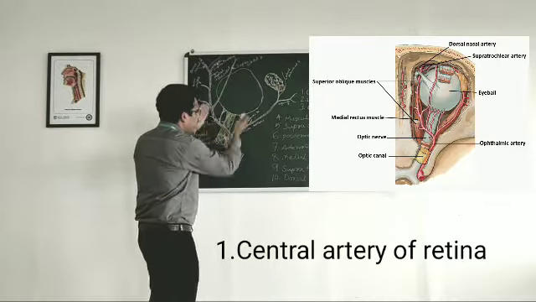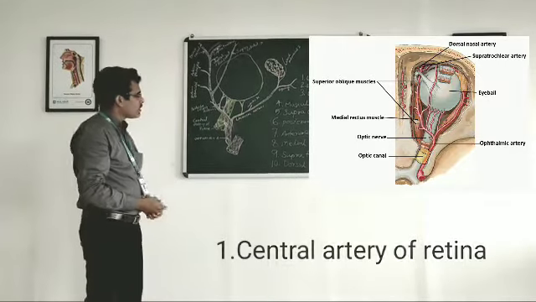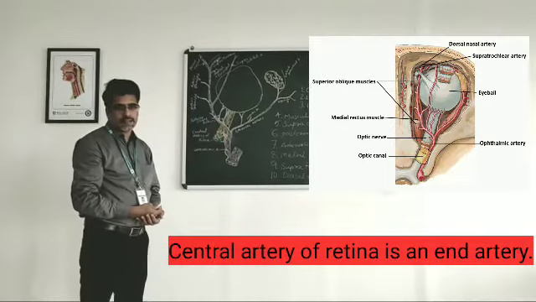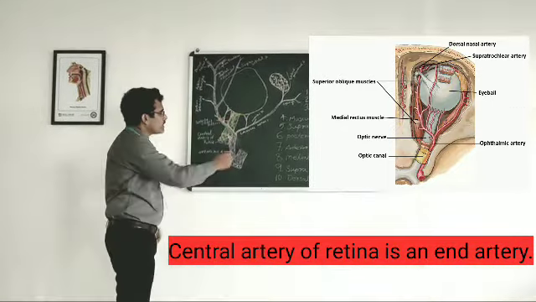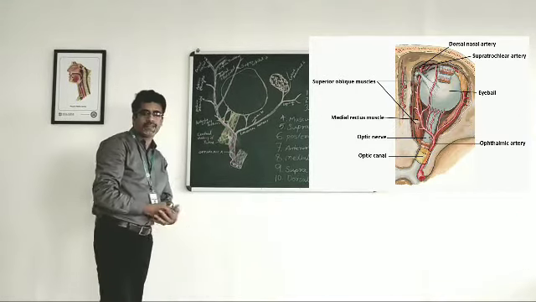There it will divide into several branches. Remember, the central artery of the retina is an end artery, and the terminal branches of this retinal artery can be seen with the ophthalmoscope.